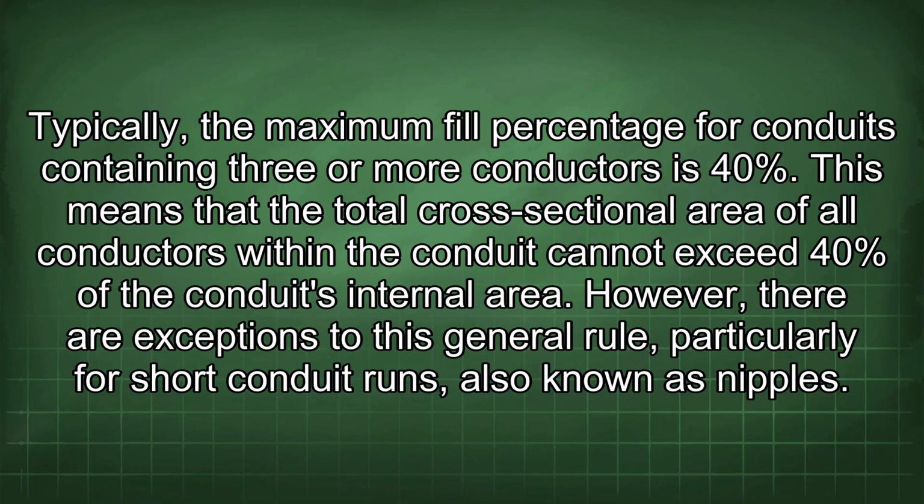Typically, the maximum fill percentage for conduits containing 3 or more conductors is 40%. This means that the total cross-sectional area of all conductors within the conduit cannot exceed 40% of the conduit's internal area. However, there are exceptions to this general rule, particularly for short conduit runs, also known as nipples.